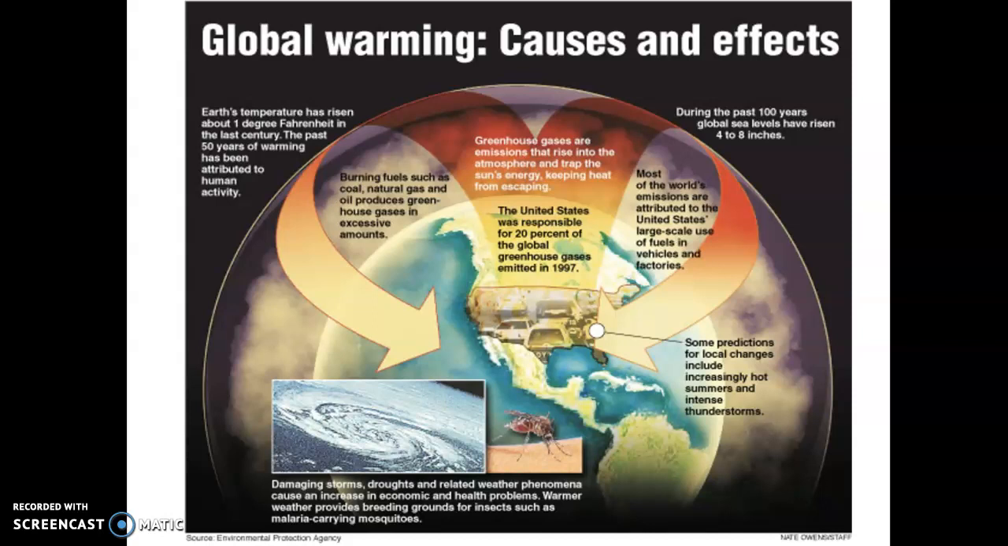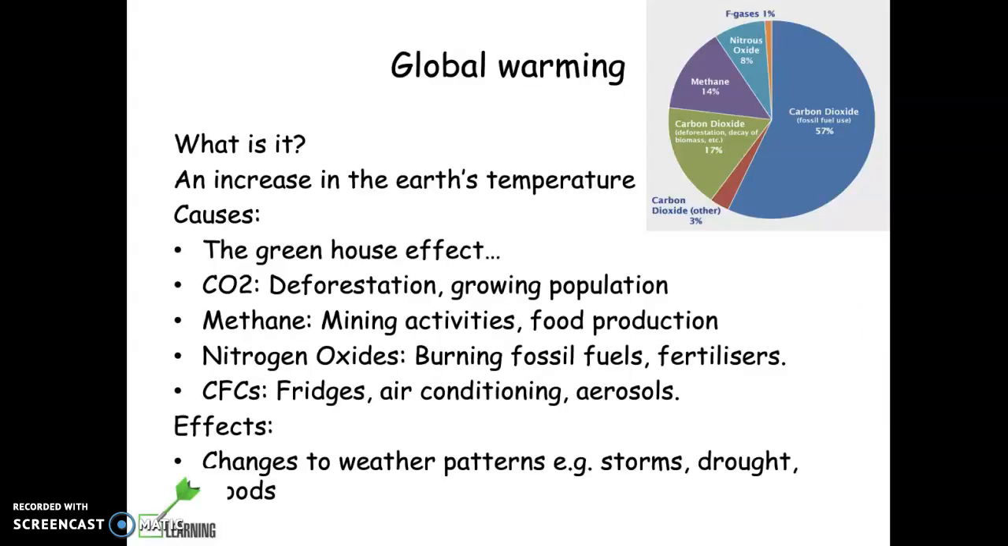So take a look at this diagram and then move on to the next slide, where you'll see some information about global warming, what it is, what causes it, and the effects. You'll also notice at the bottom left-hand corner, there's now a green arrow, which means that you need to take notes on this slide.